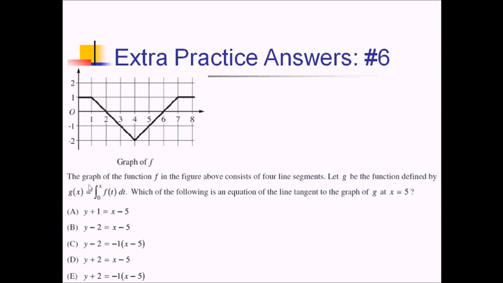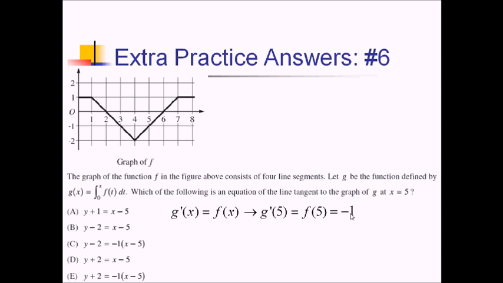Well, if g is this integral here, g prime of x is just going to be f of x using our fundamental theorem. So let's start by figuring out what g prime of 5 is, because that's going to give us the slope for our tangent line. G prime of 5 is just f of 5, and f of 5 we can just look up on this graph here. At the x value 5, the f graph has a value of -1. All right, let's keep going.